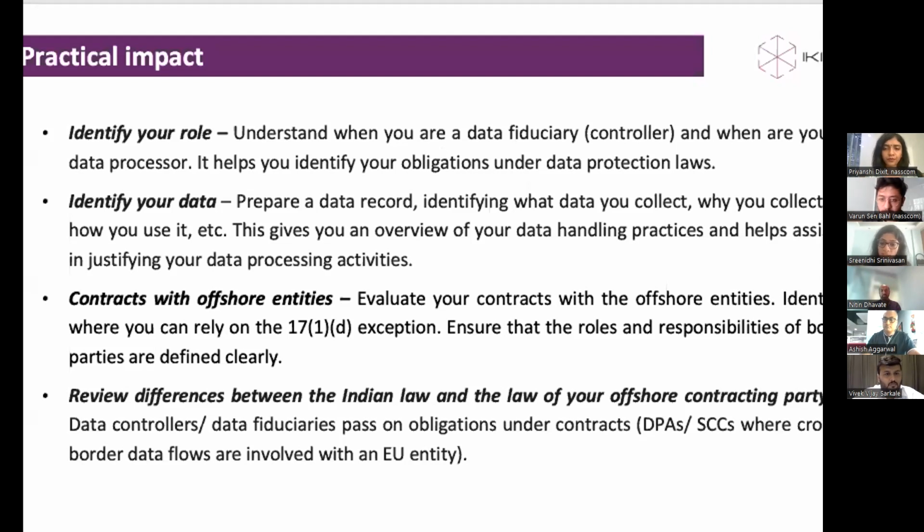Evaluate your contracts with these offshore entities, identify the extent to which you can rely on that exception, ensure that the roles of both the parties are defined clearly, and also what differences there might be between this Indian law and the offshore contracting parties' laws as well. The DPA does sort of sit here.